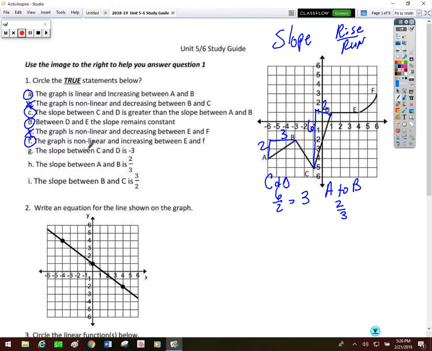All right, the slope between C and D is -3. Well, we already figured out the slope between C and D. It can't be negative because it's going uphill, so that one's false. The slope between A and B is 2/3. That's true. And the slope between B and C is 3/2. Well, it may be 3/2, but it's going downhill. This is a positive slope. This is a negative slope, so that one is false.